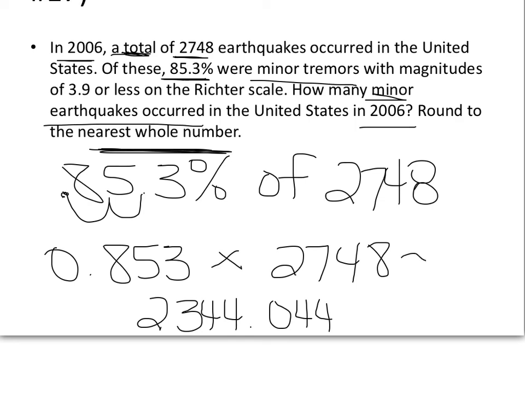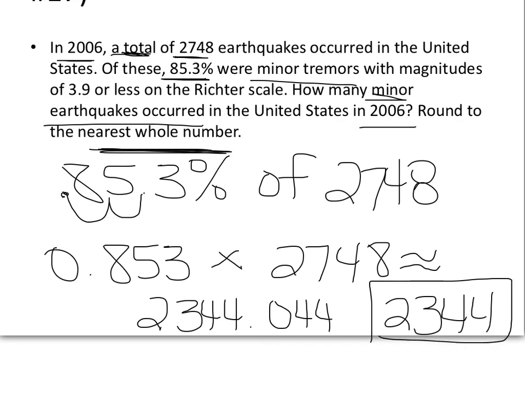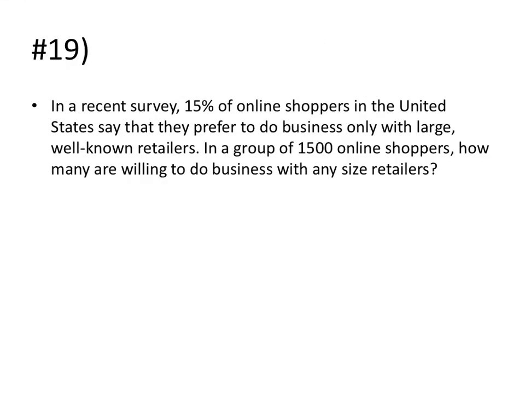So this was our approximate answer. That's the approximate symbol. So our answer would be 2,344 because they asked us to round to the nearest whole number. And it would be earthquakes. Don't forget your units. All right, and then last one.